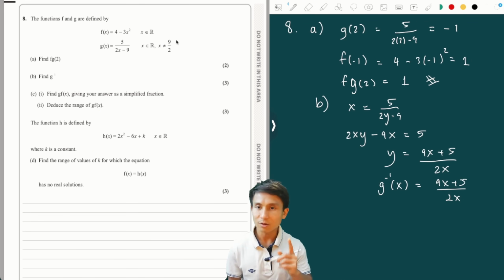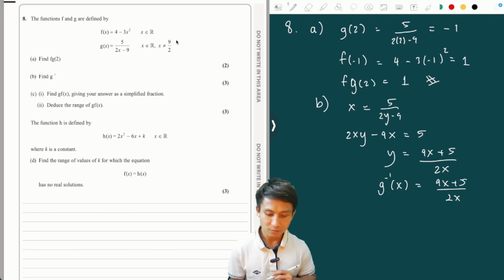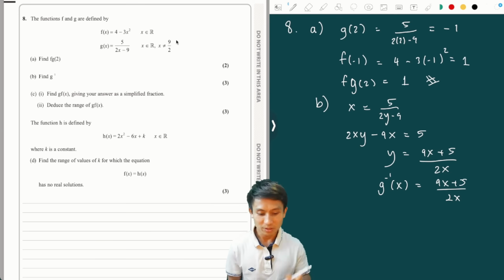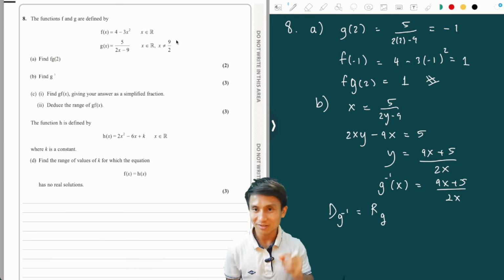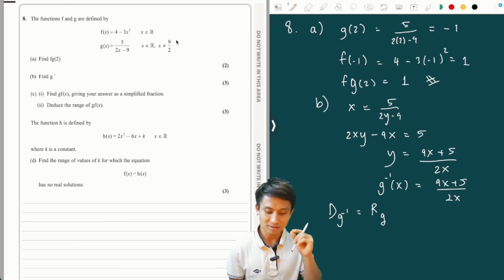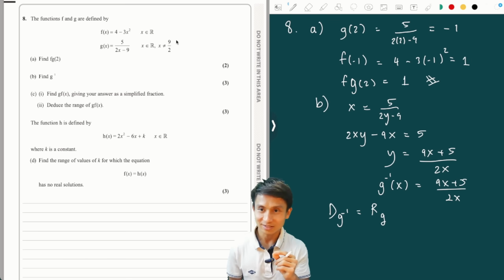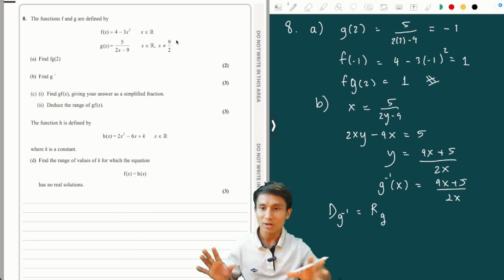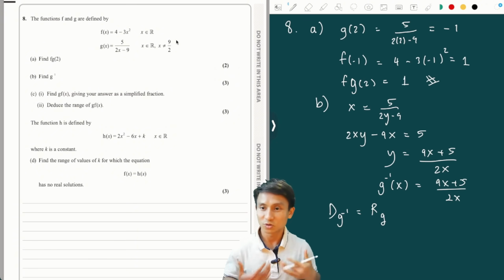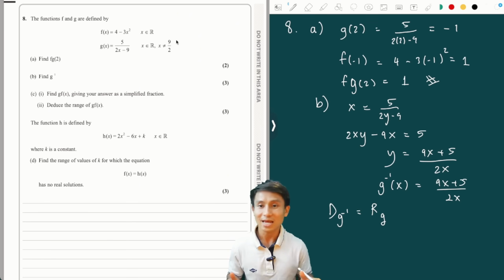Now, I was mentioning that when you are asked to find an inverse of some function, you should also give the domain. Now, the domain of g inverse is the range of g. So it is safer, more secure, if you find the range of g instead, rather than finding the domain of g inverse directly. Because sometimes the limitations of domain, either domain or range, might carry over to the inverse without you realizing it.